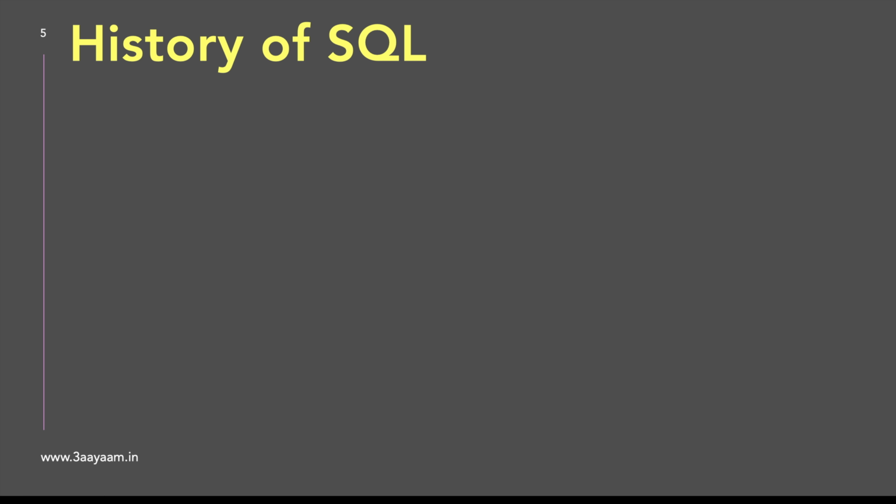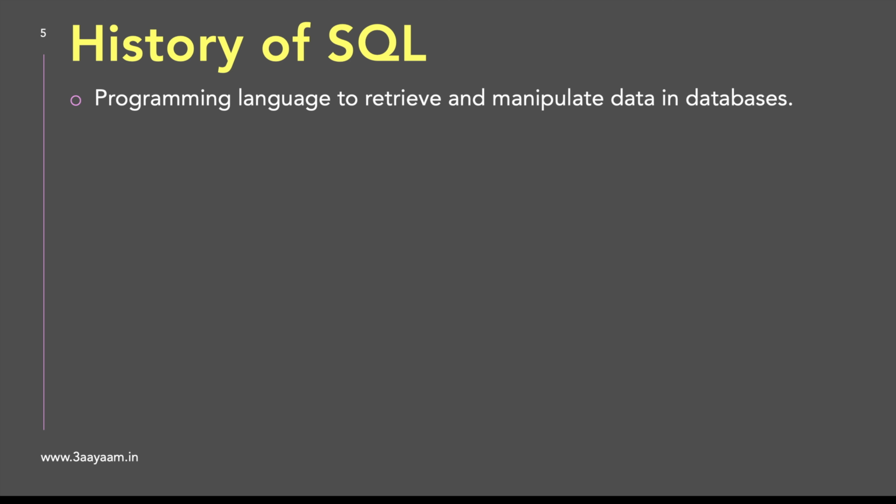Now, after defining SQL, let me take you through the history of SQL at a very high level. It is a programming language to retrieve and manipulate data in databases and database objects like tables. And it was developed at IBM back in 1970. So it's been more than 50 years that SQL is there in the technology world. Now, it is not going to go anywhere.